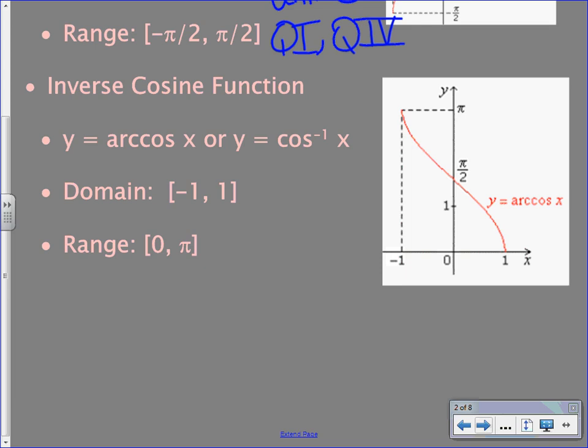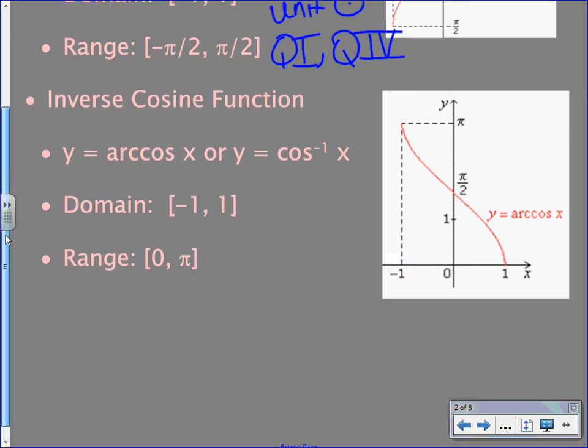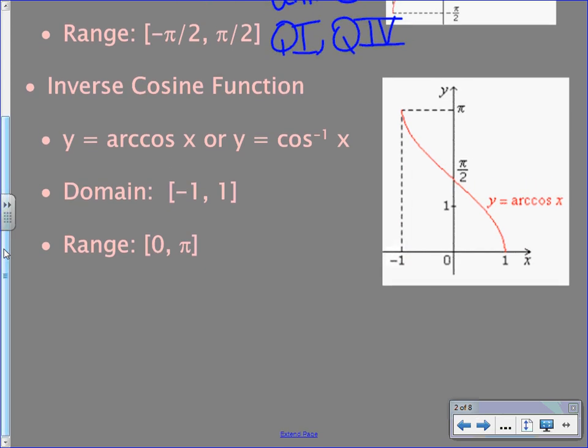So our inverse, they both have a domain of -1 to 1, but here our range is different. Our range is 0 to pi. So when we're looking at our unit circle and we want angles between 0 and pi, that means we're looking at what? Two quadrants. 1 and 2.